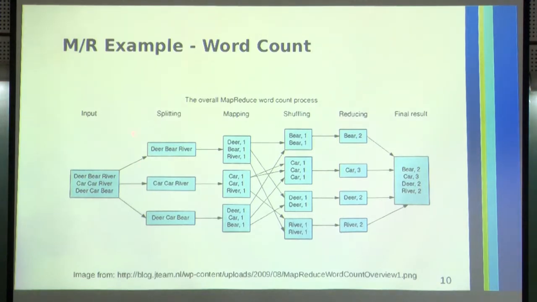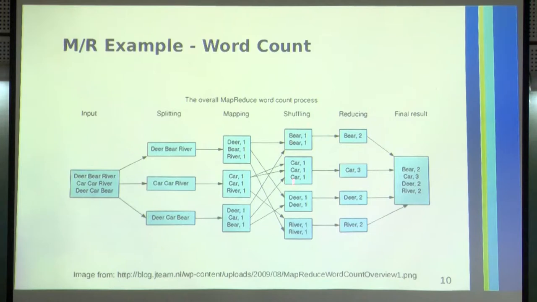It's split up into blocks, but then the individual block is read by some mapping function, which is going to take each line and for each word produce a key value pair. Here the key is the word and the value is just the number one to say this word occurred. It may well occur several times on the same line, and you may emit the same word with the value one three times. But all of the words with deer will end up going to the same place.